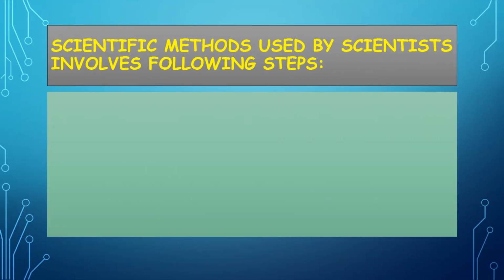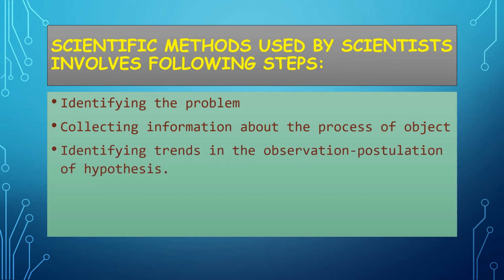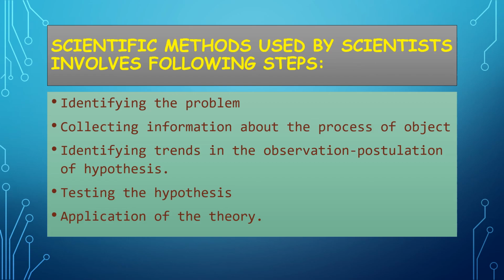Once again, let us recall the steps involved in the scientific method. First, identifying the problem. Second, collecting information about the process or object. Third, identifying trends in the observation and postulation of hypothesis. Fourth, testing the hypothesis. Fifth, application of the theory.